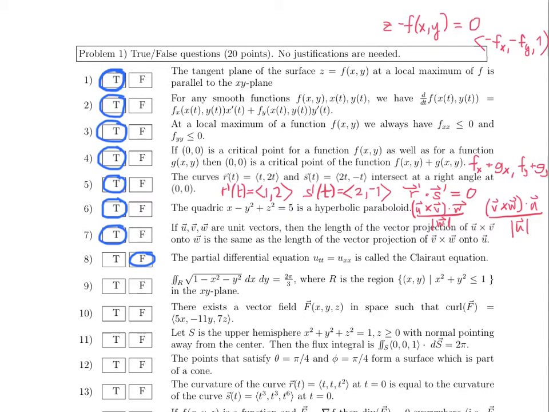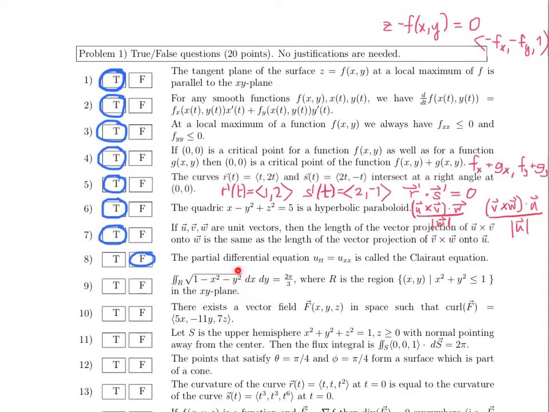Number 9. The double integral of the square root of 1 minus x squared minus y squared over the region R equals 2 pi over 3, where R is the region that is the unit disk in the plane. We know that computing the double integral of some function, in this case the square root of 1 minus x squared minus y squared, gives the volume above the region R and underneath that particular function.